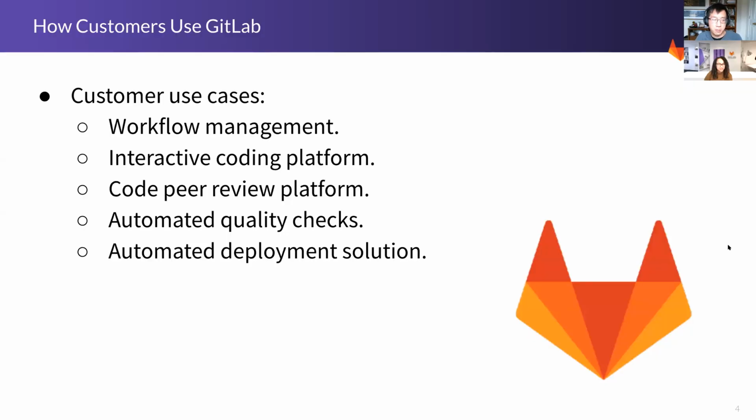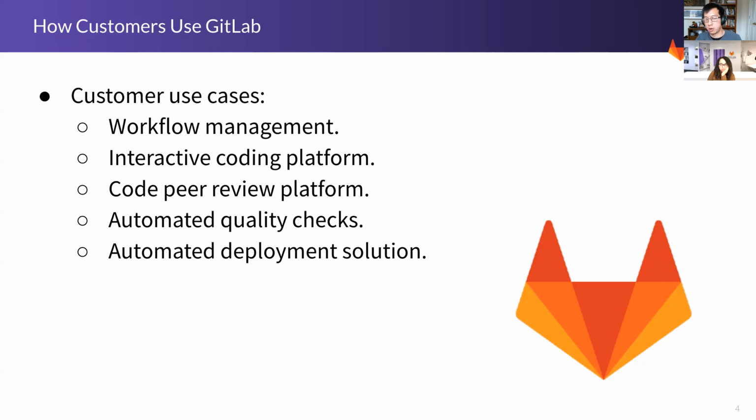All right, let's talk real briefly about our customers. There are really 5 things that our customers are using GitLab for. One is workflow management. We have this really complicated project, we're planning to do some really complicated thing that has to do with 400 different people. Having some sort of process management tool to break that down and make sense of it all, that's what we're talking about here. Another thing that our customers do is use GitLab as an interactive coding platform, so they can code on the internet.